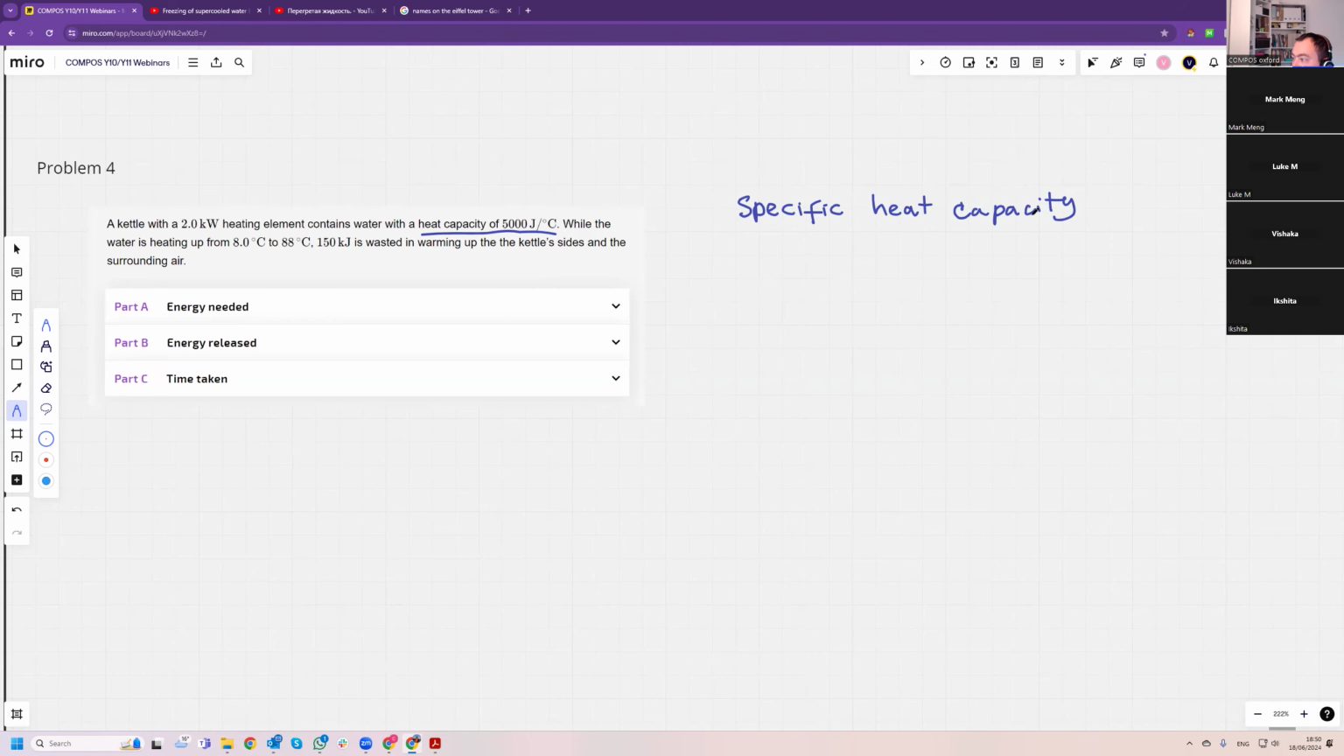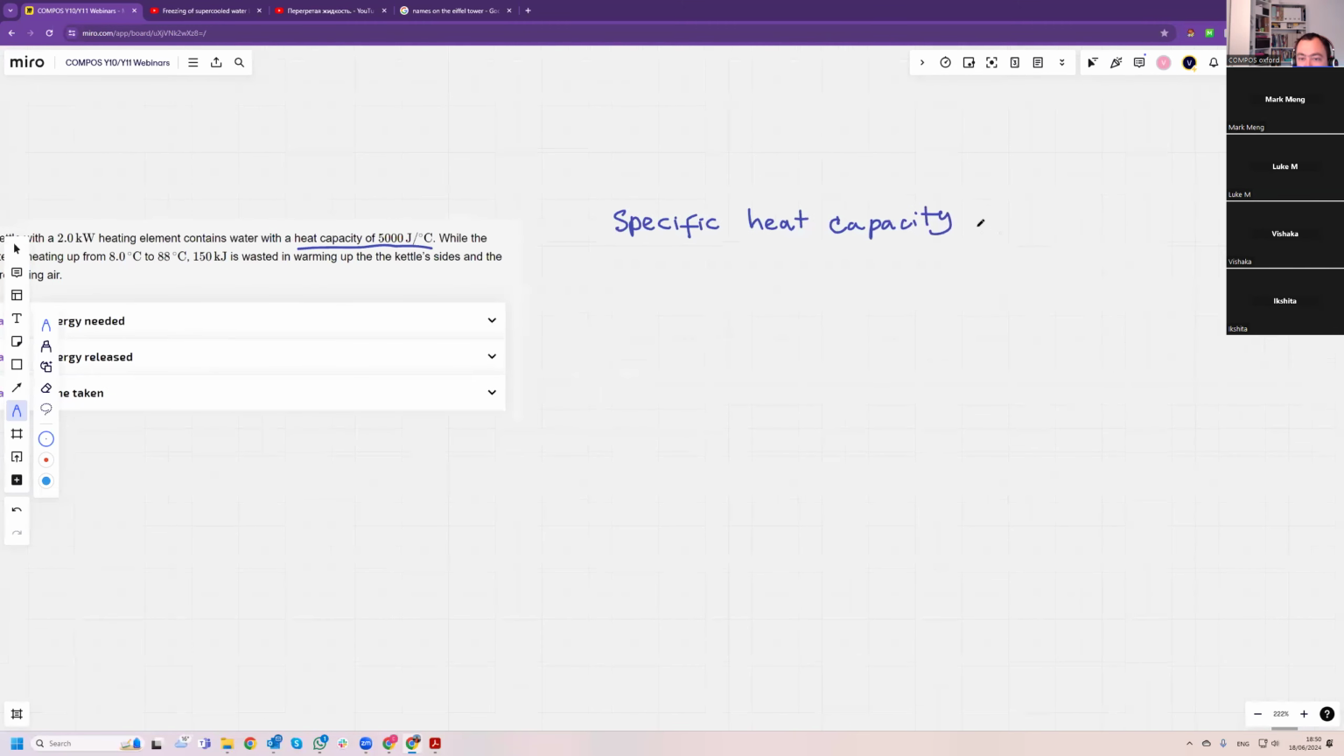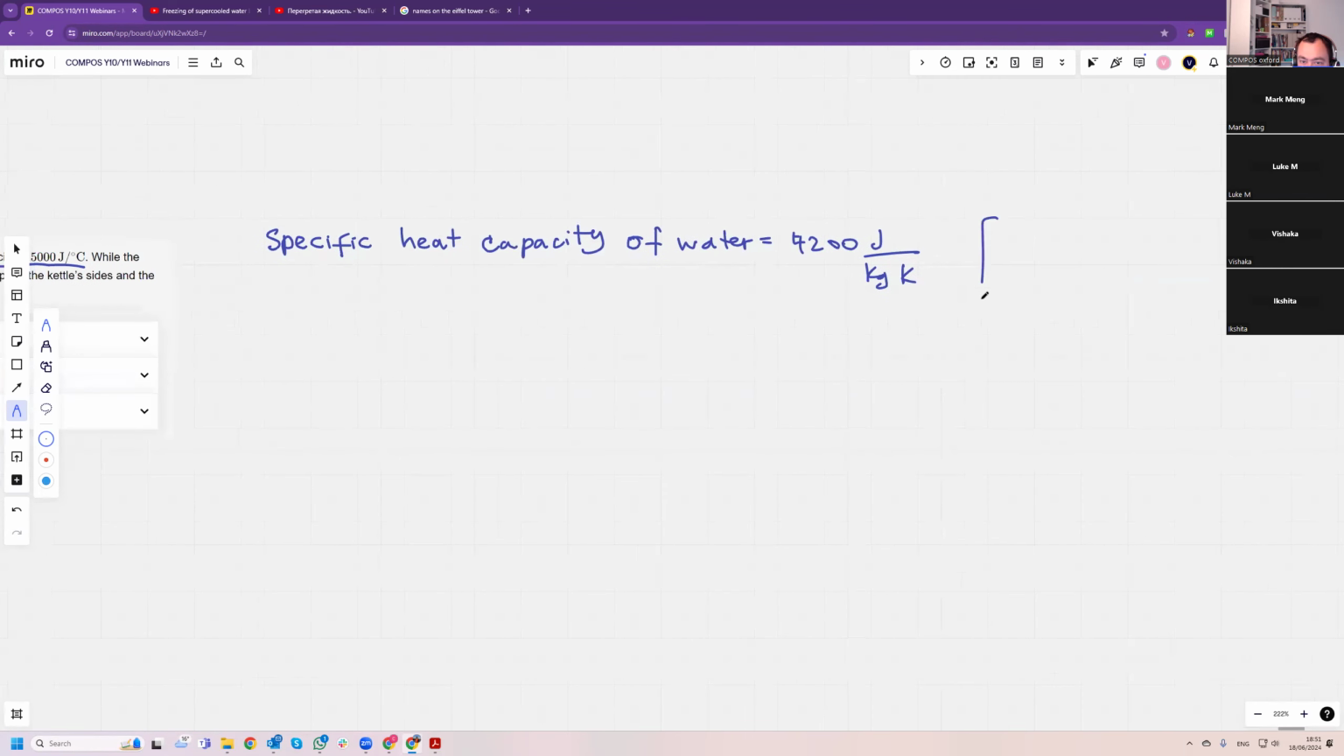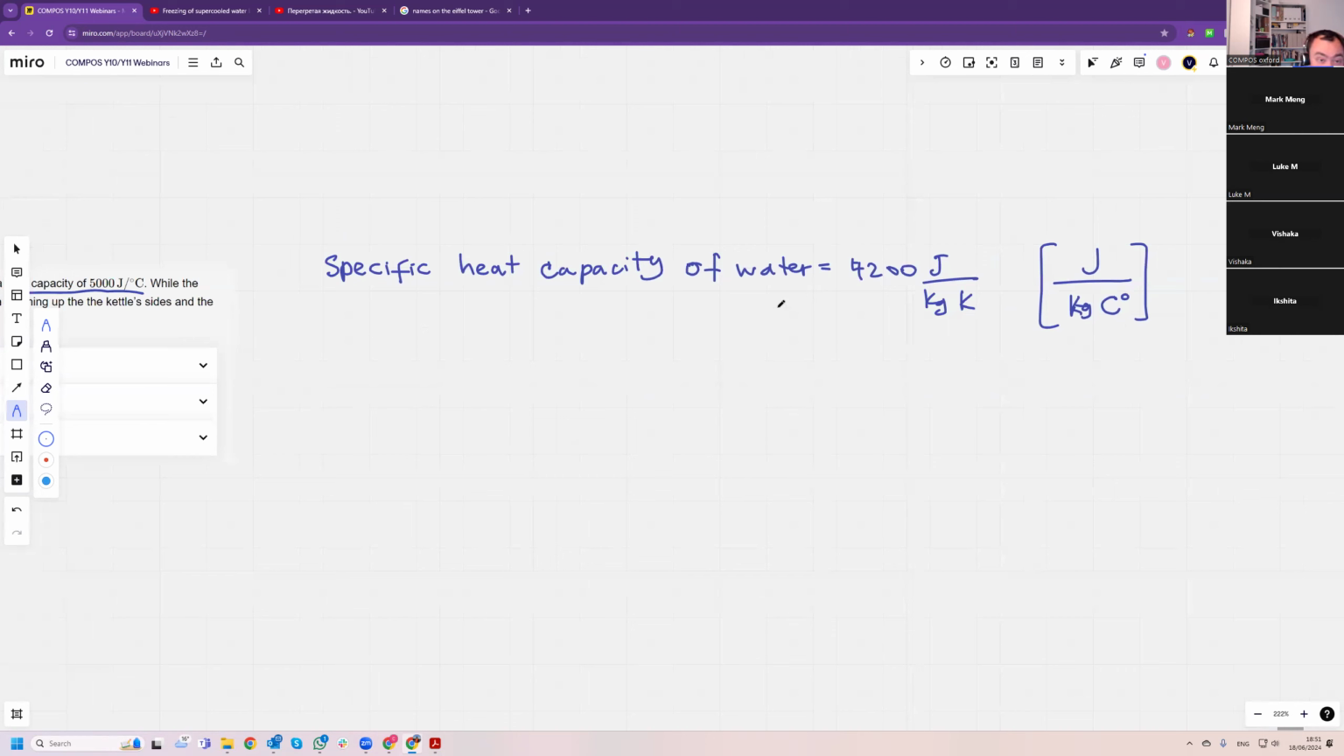Kilojoule per degree Celsius per kilogram. Specific heat capacity of water is 4,200 joules per kilogram per Kelvin or per Celsius. Also possible, joules per kilogram per Celsius. They're both equivalent because 1 degree Celsius is 1 degree Kelvin, if you're talking about change. It is calibrated. Look, that is true.